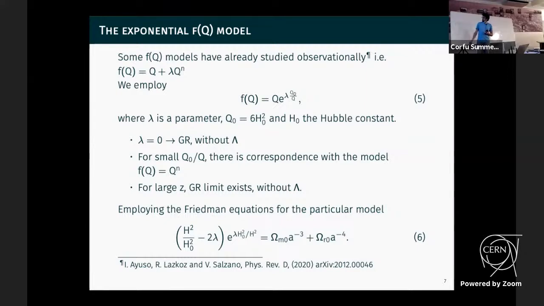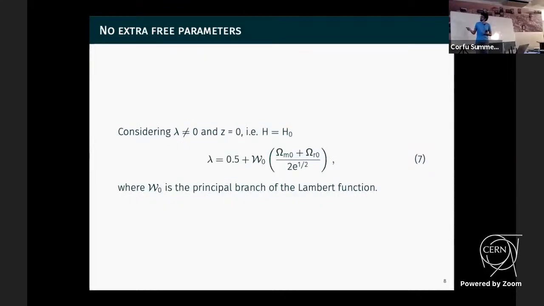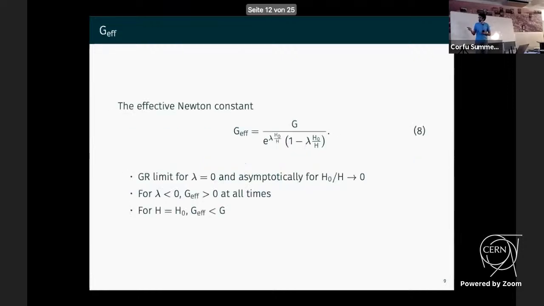And the Friedmann equations for the particular model read as equation 6. So this is an algebraic equation. We need to solve it numerically for particular choices of the parameters. Further, considering explicitly no lambda CDM limit, that is lambda different than 0, and then at z equals 0, we have this particular expression for lambda. So again, there are no extra free parameters. This is the effective Newton constant.